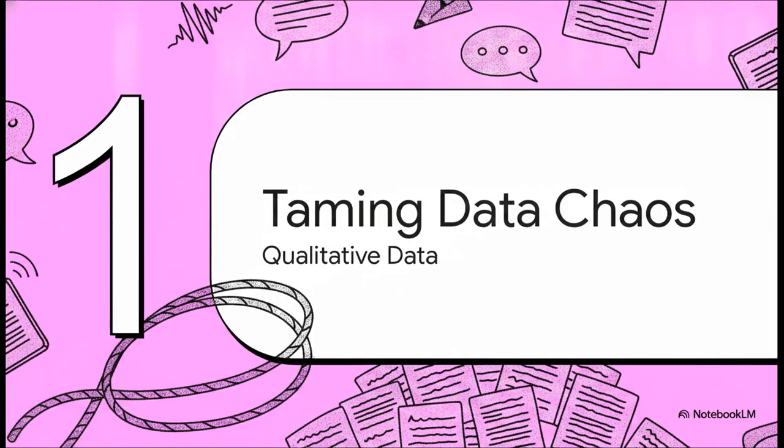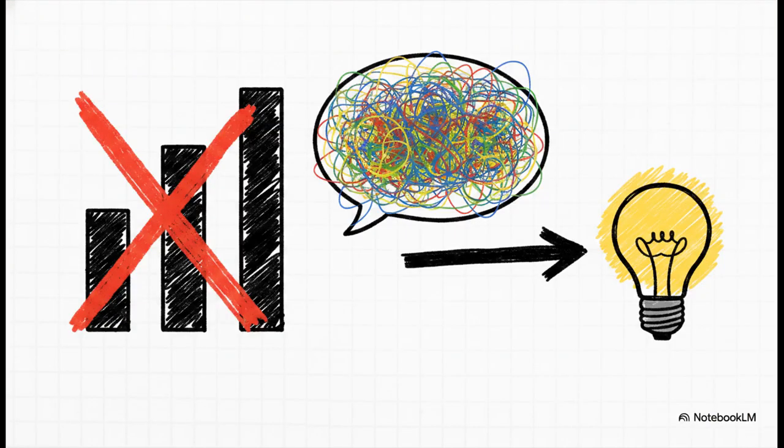Let's jump right into Section 1, Taming Qualitative Data Chaos. We've got to start by addressing the sheer volume of qualitative data you're dealing with. When you're looking at raw interviews, focus groups, or surveys, trying to analyze it right out of the gate can feel literally impossible, mostly because there are just so many words and so many different human perspectives layered on top of each other.